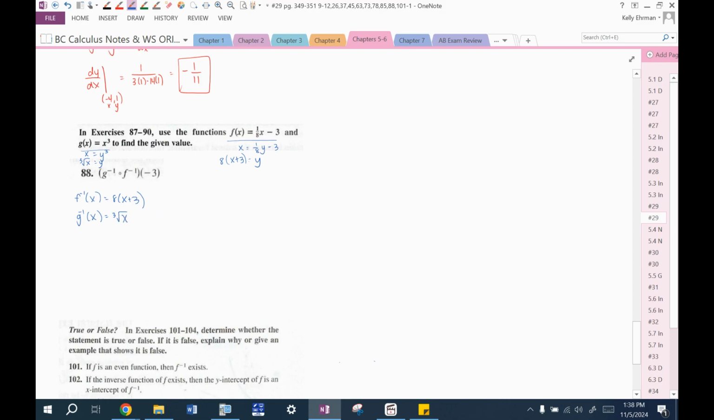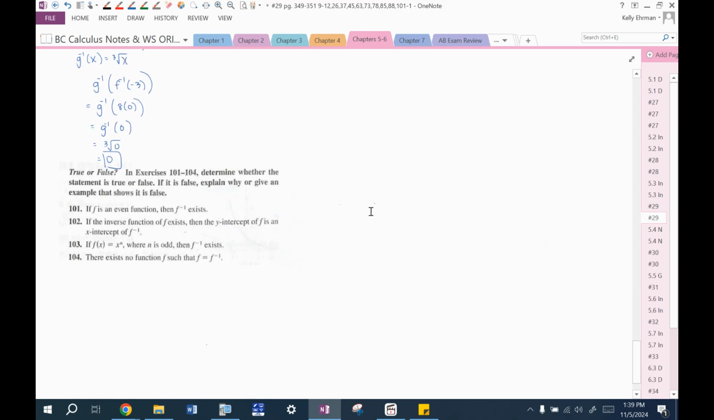Okay, now remember what your composition means. So this means g inverse of f inverse of negative 3. So that's g inverse of, plug negative 3 into f, and you get 8 times negative 3 plus 3. So that's really just g inverse of 0. Plug 0 into g, and you get the cube root of 0, which is 0.